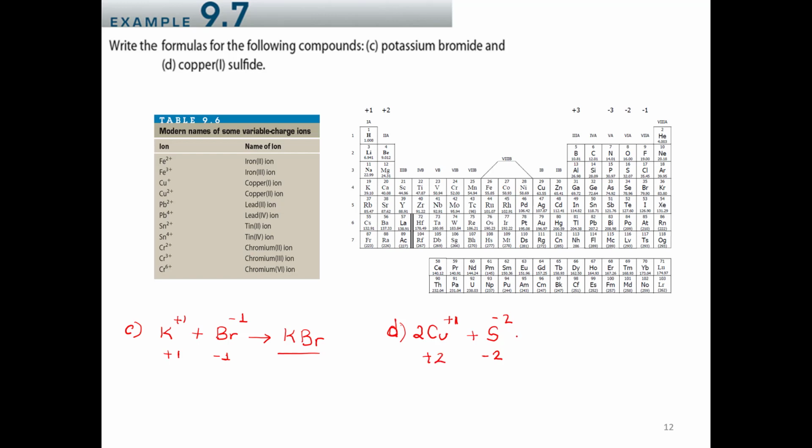And now let's write the formula. In order to get a neutral compound, we need 2 ions of copper and 1 ion of sulfur. And this is the formula. In the case of potassium bromide, the formula is this one. And in the case of copper(I) sulfide, let me write this one better, this will be the formula.